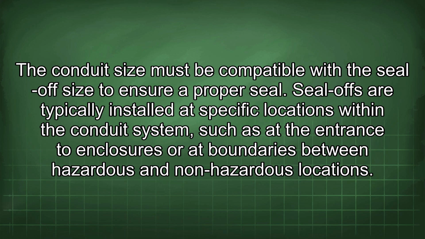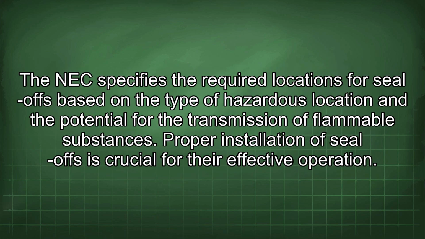Seal-offs are typically installed at specific locations within the conduit system, such as at the entrance to enclosures or at boundaries between hazardous and non-hazardous locations. The NEC specifies the required locations for seal-offs based on the type of hazardous location and the potential for the transmission of flammable substances. Proper installation of seal-offs is crucial for their effective operation.